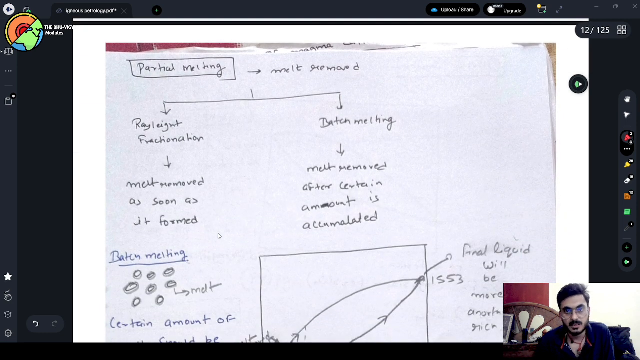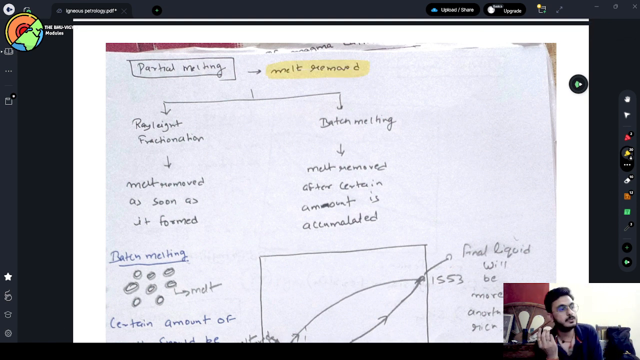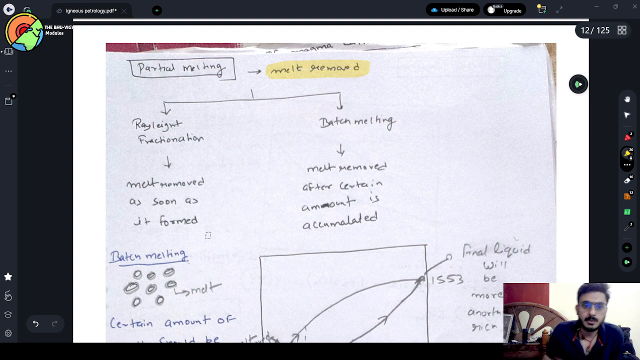Now we will see the partial melting. In partial melting, my melt is removed. In case of fractional crystallization, solid was getting removed. In case of partial melting, the melt will be removed. So it happens by two processes. First one is by Rayleigh fractionation, and another one is by batch melting.